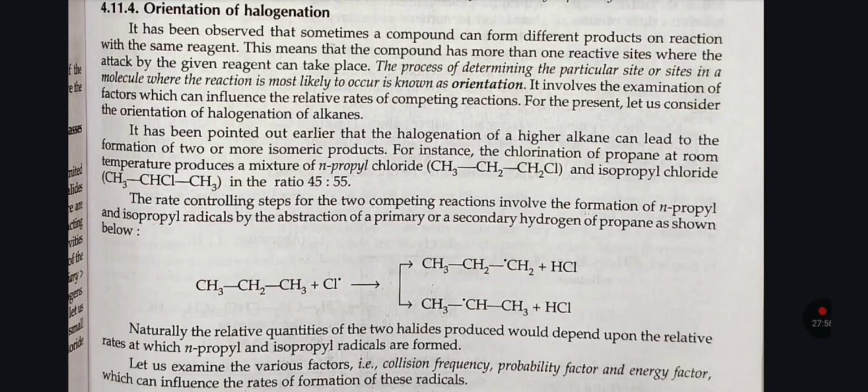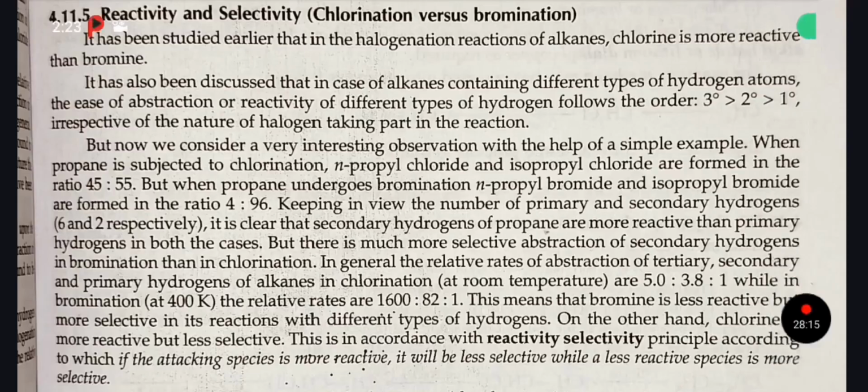HCl. Naturally, the relative quantities of the two halides produced would depend upon the relative rate at which n-propyl and isopropyl radicals are formed. Let us now discuss reactivity and selectivity. Chlorination versus bromination.